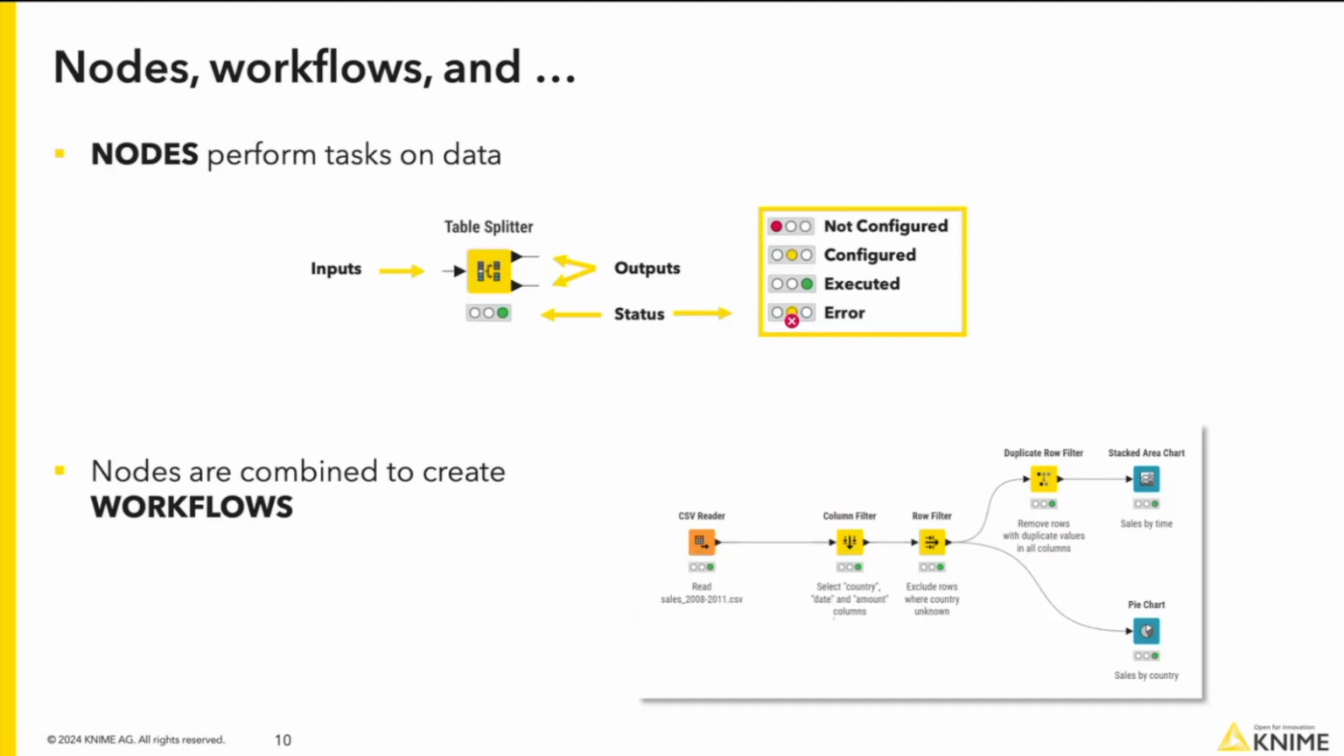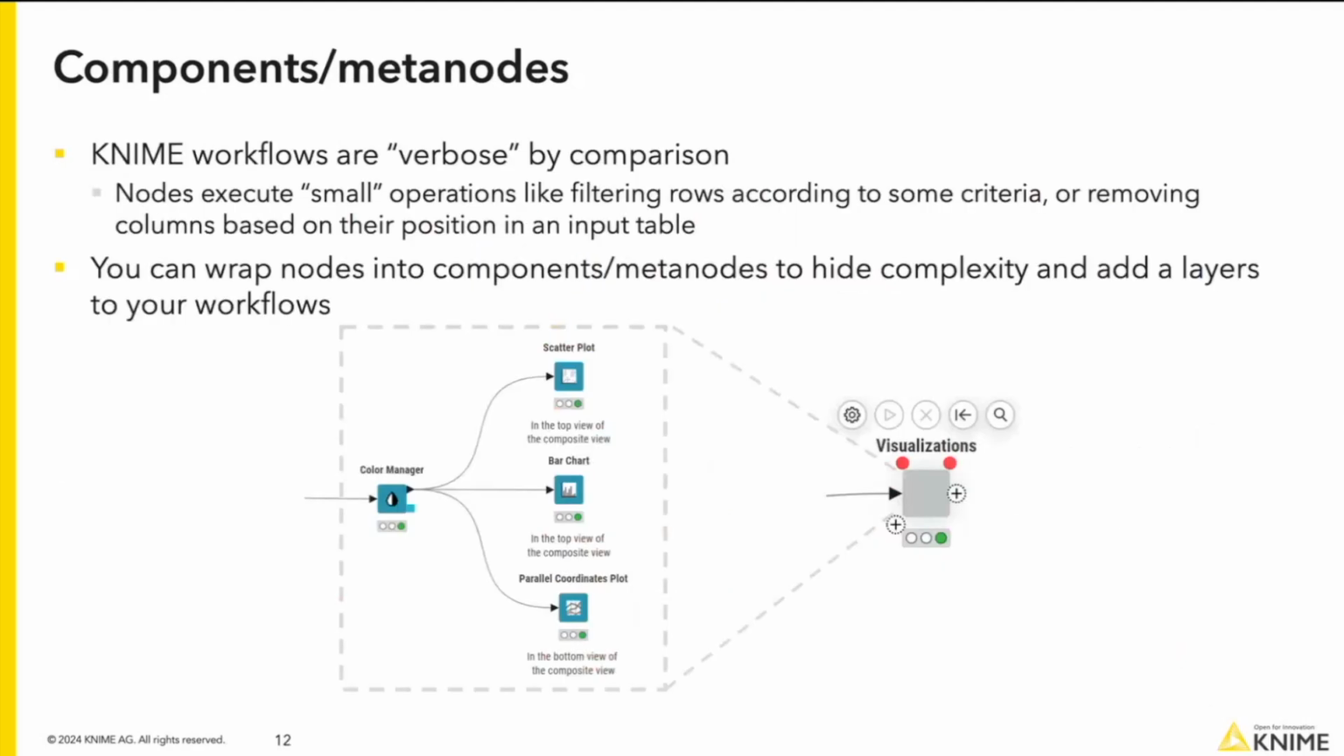So as the title of that slide hints at, there are not only nodes and workflows, but there are also, and that's where it gets interesting, so-called components and meta nodes. One thing, just a comparison, because some of you might have used other visual workflow tools: KNIME workflows are pretty verbose by comparison. That is, a node executes a very specific operation, like filter rows from our data according to some criterion, and then remove the columns and then remove duplicates. It's not like there's one node that just automatically does pre-processing of data, for instance.